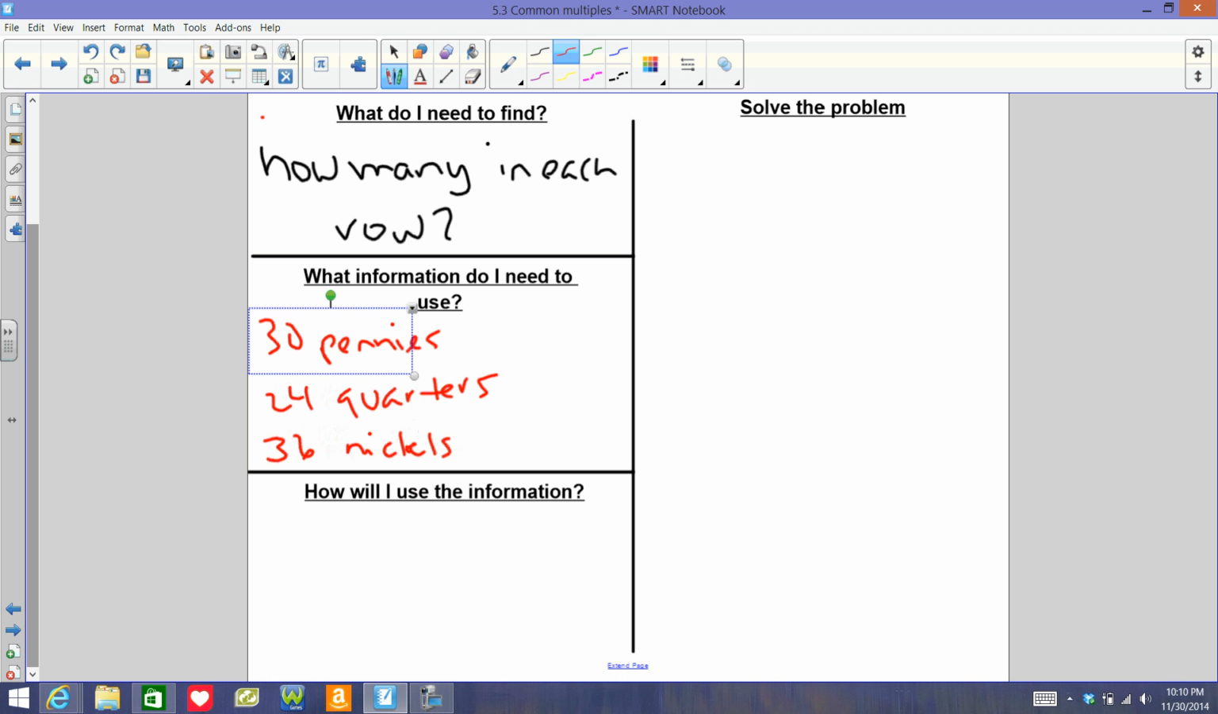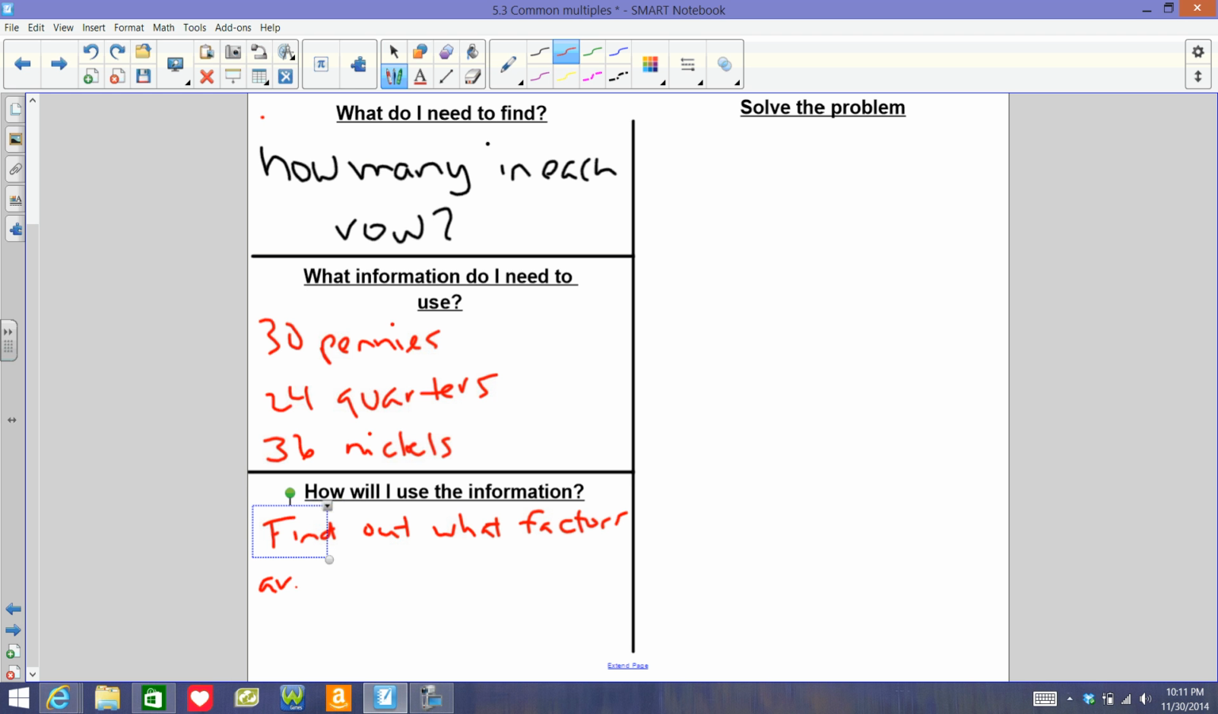Okay, so you know that we're working with factors, and the last two lessons we have done were in relation to figuring out which factors make up these numbers, and that's what we're going to do. So you're going to find out what factors are for each number.